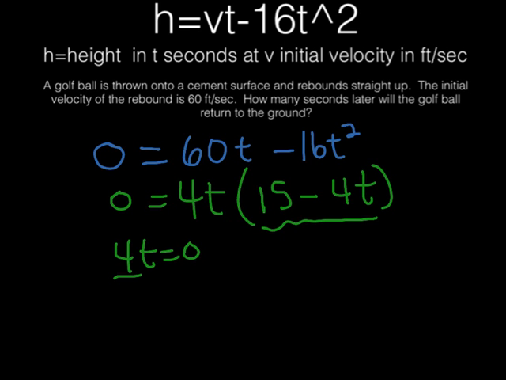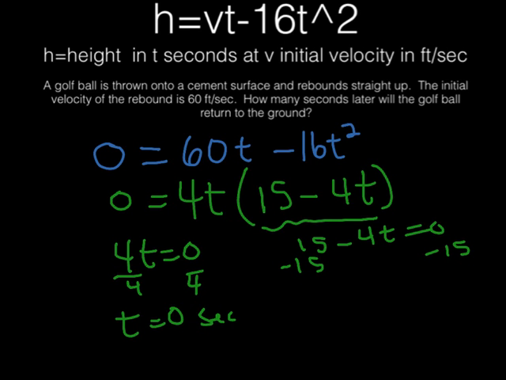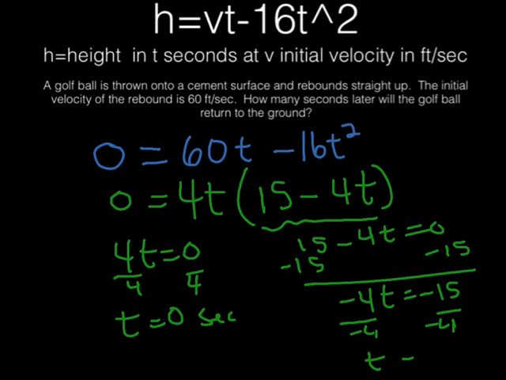If 4t equals 0, and I divide both sides by 4, I get that time equals 0 seconds. And my other one, if I set 15 minus 4t equal to 0, I'm going to subtract 15. That leaves me with negative 4t equals negative 15. Divide both sides by negative 4, and I end up with t equals 3.75 seconds.